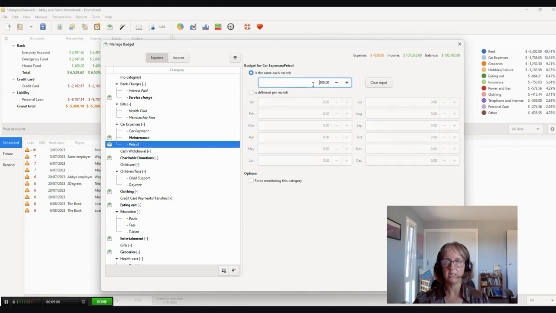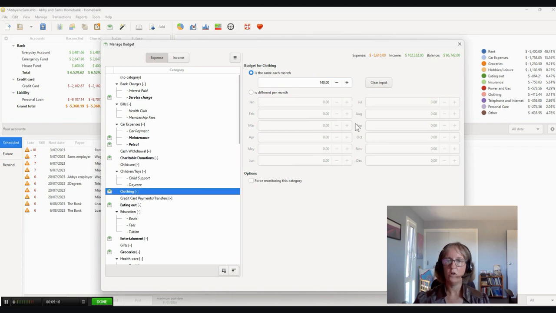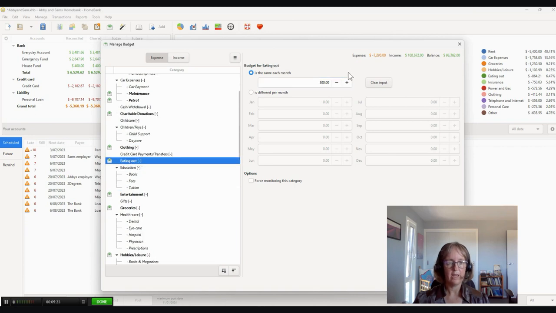Petrol is a monthly amount, so again, negative $400. They have donations, negative $15 a month. Clothing tends to fluctuate, but at the moment we'll allow for $140 a month. They have eating out. Again, we'll allow for a monthly amount of about $300. But when we do the next session about budgets versus intentional spending, you can be a lot more specific as to what you want to spend in a month for this, and we'll show you how to do that.